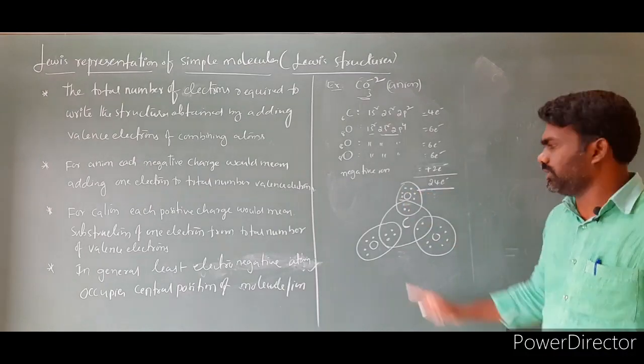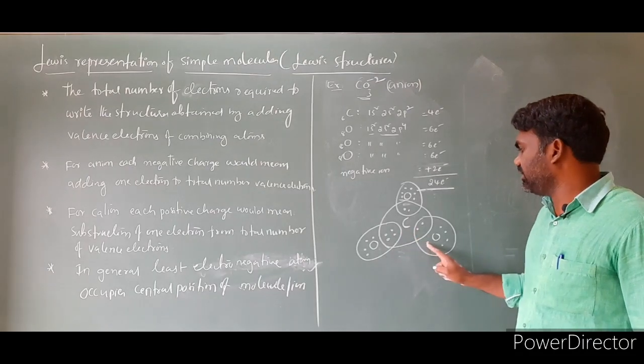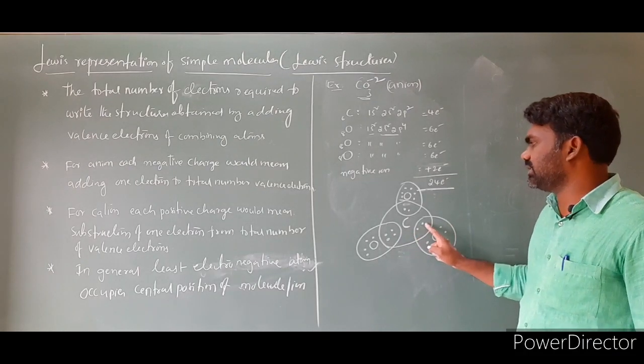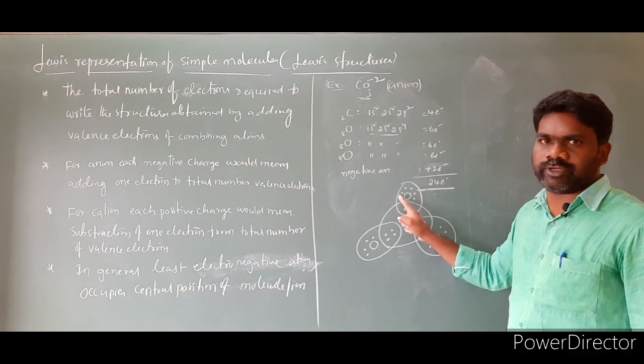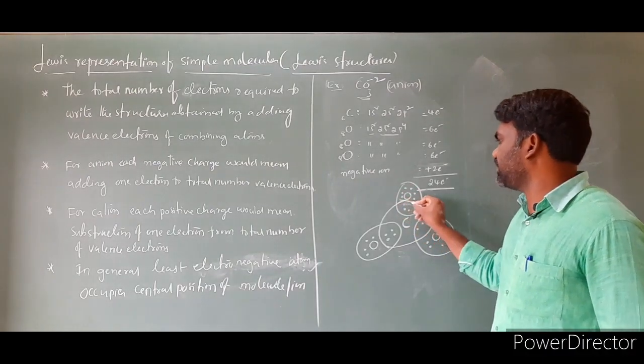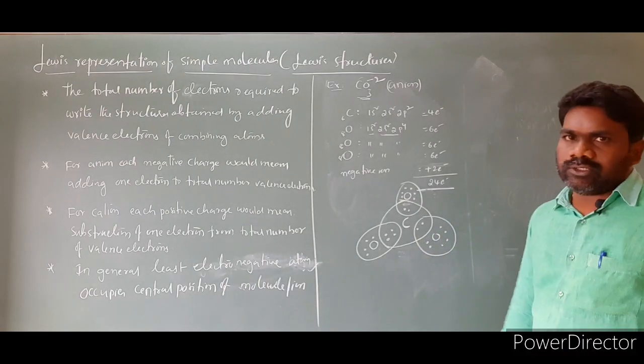Right, like this. 1, 2, 3, 4, 5, 6, 7, 8, 9, 10, 11, 12, 13, 14, 15, 16, 17, 18, 19, 20, 21, 22, 23, 24. Clear? So we got 24. I share like this. So after sharing, we have to write the Lewis structure.